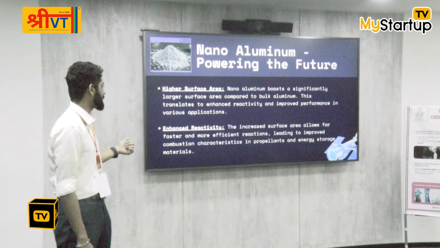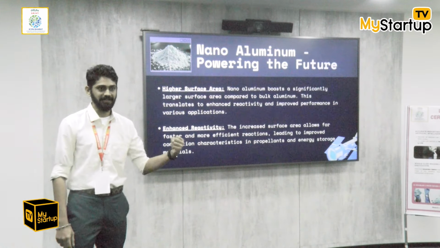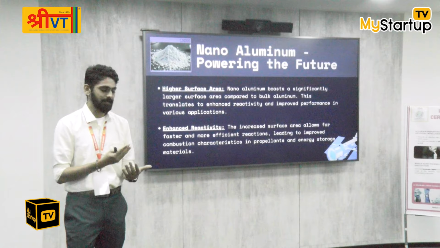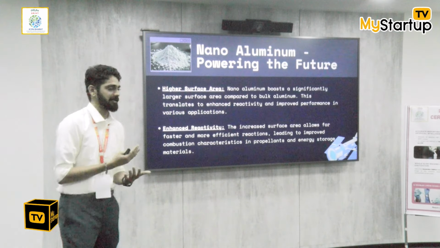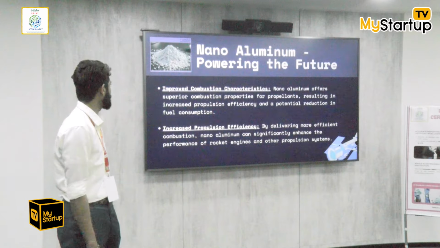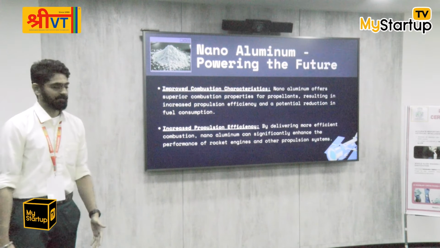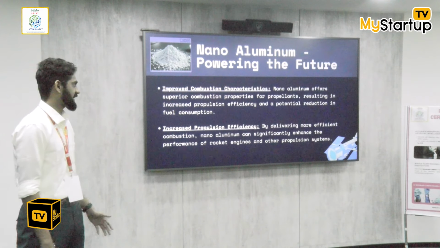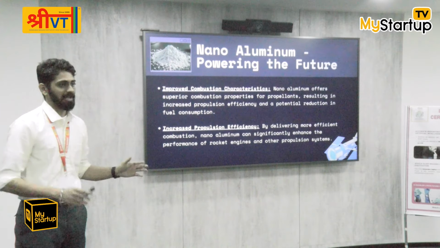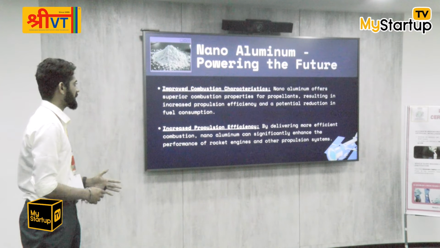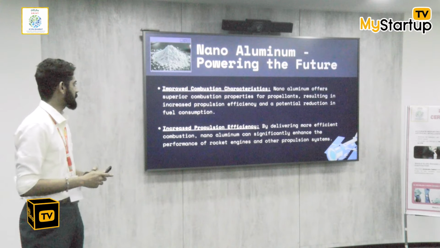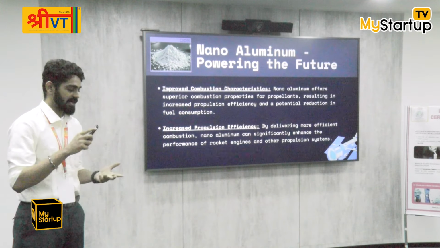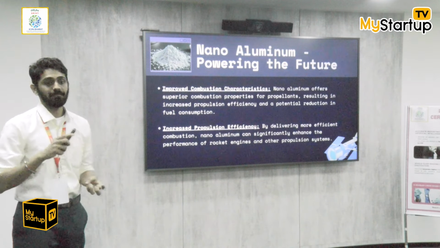And this enhanced reactivity will not only allow us to use less material for the same effect, but also provide a whole range of approaches by characterizing the particle for the required application. Primarily, nano aluminium is used for combustion because of its highly reactive nature. It provides improved combustion characteristics, and these properties are primarily being utilized in the propellants industry, where not just the propulsion efficiency but also the fuel consumption can be brought down. We not only carry less fuel, we carry less fuel with more reactive material, and it is more efficient.